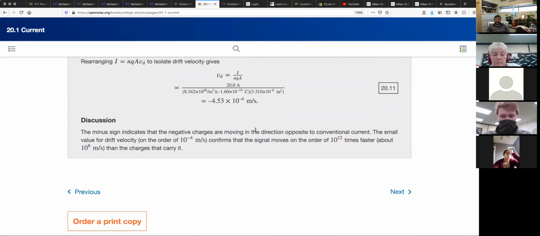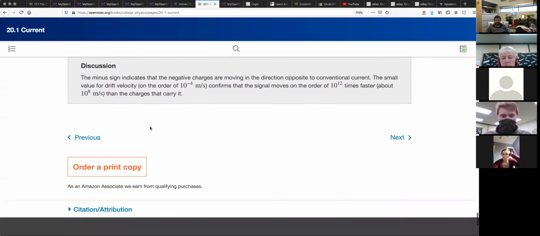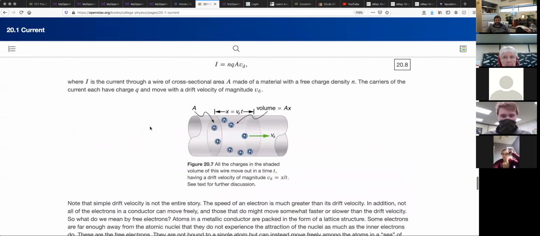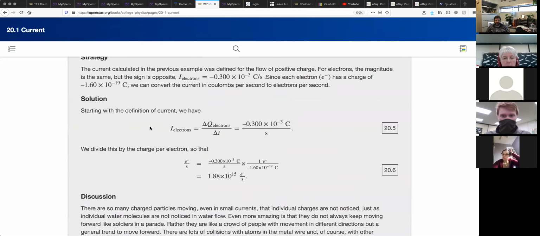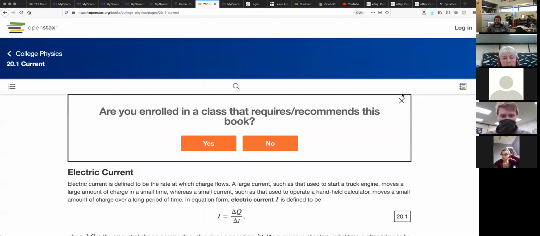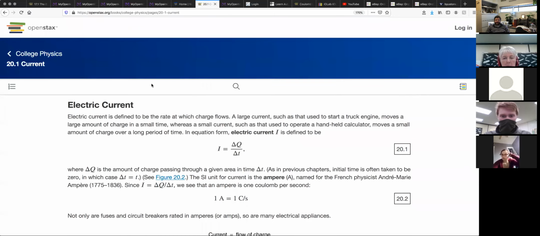All right, so you can see here that the drift velocity is actually not that big, but the signal is much, much bigger. It's close to the speed of light. So even though the average electron's not moving much, the signal can.